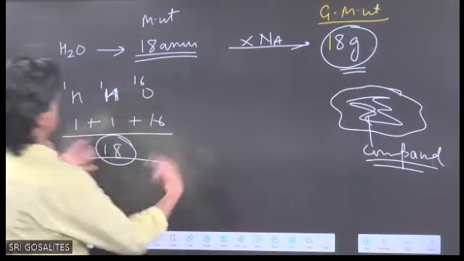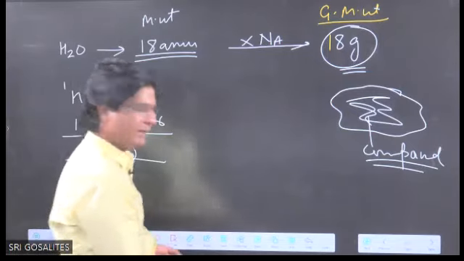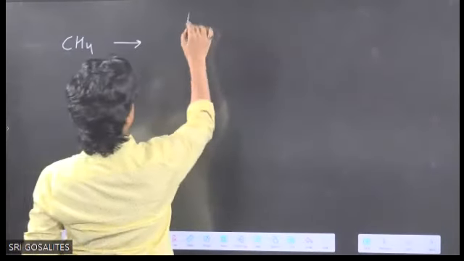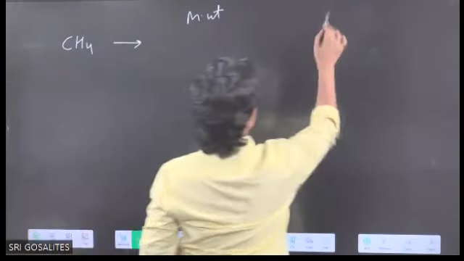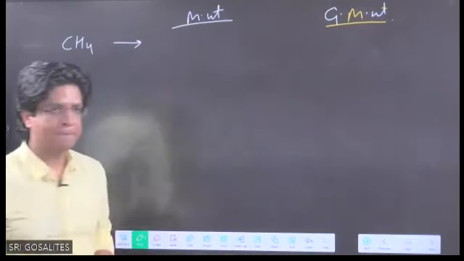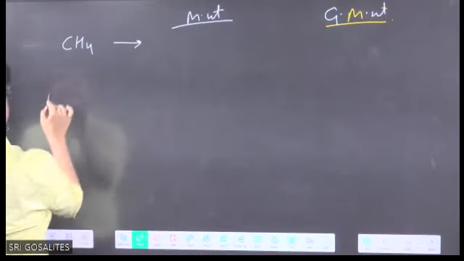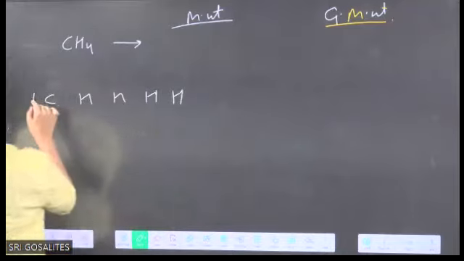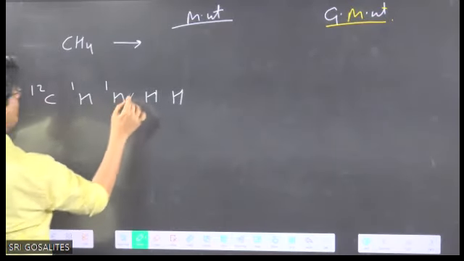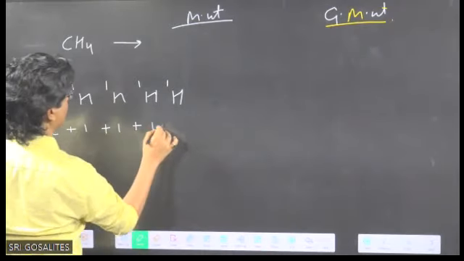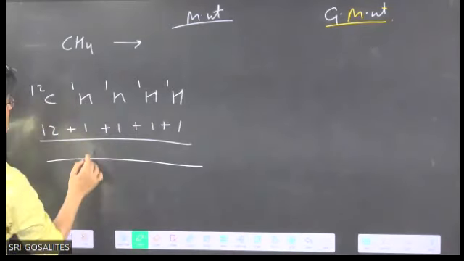Okay. So let's take one more example. Let's have CH4. So you have to tell me about molecular weight and gram molecular weight. Come on, tell me. It is made up of C, H, and 1 more H. Carbon is 12, 1, and 1. Total becomes 12 plus 1 plus 1. How much? It is 16.